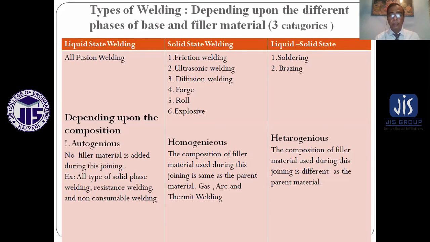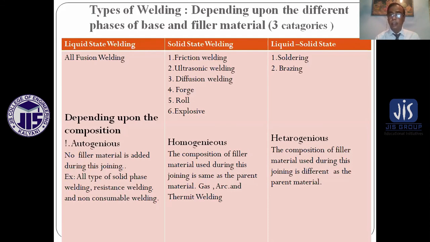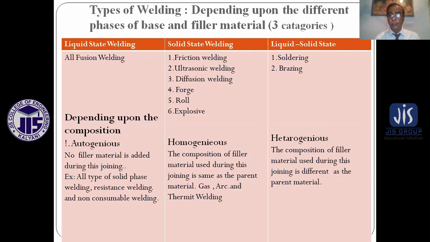And homogeneous: the composition of filler materials used during this joining is the same as the parent metals, that is gas welding, arc welding, thermite welding, all with the same parent metals. Heterogeneous welding, that is soldering and brazing. The composition of filler materials used during this joining is different from the parent metals.